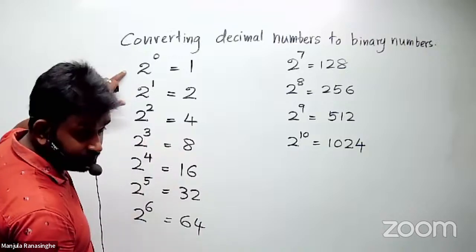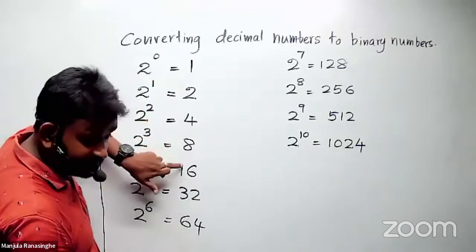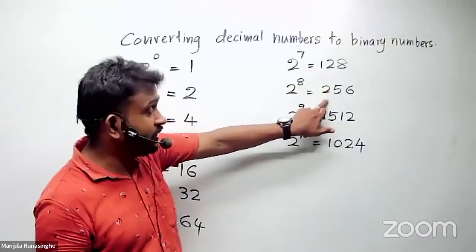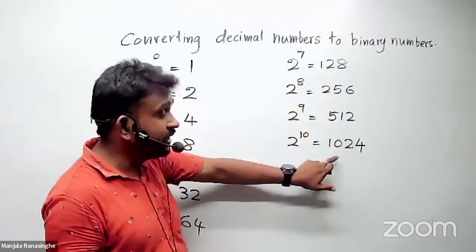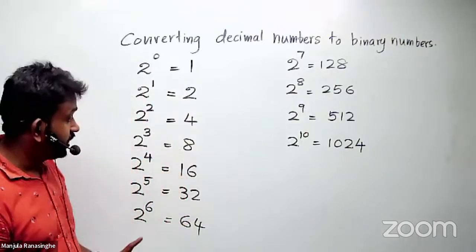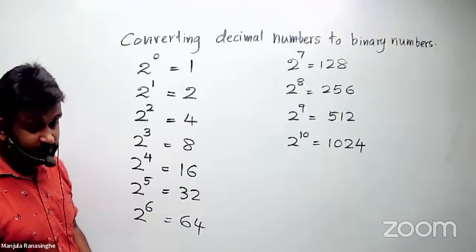See the values: 1, 2, 4, 8, 16, 32, 64, 128, 256, 512, and 1024. Remember these powers. Write down these powers in your book.